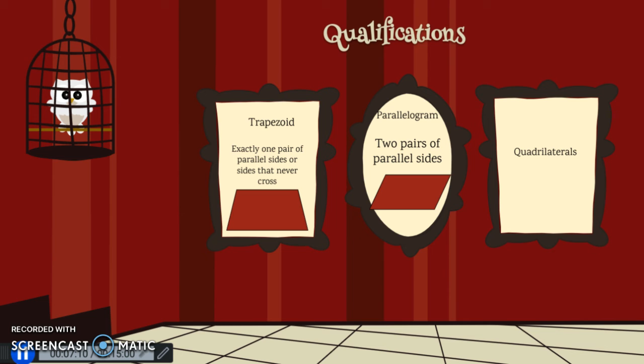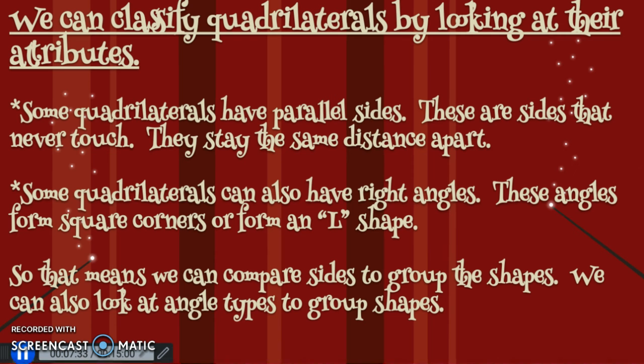So we can classify shapes in many different ways. We can classify them by their shape name. We can classify them as quadrilaterals. We can classify them as polygons that we learned about last week. We can classify them as parallelograms. So there are many different classifications that we could actually put these shapes under.